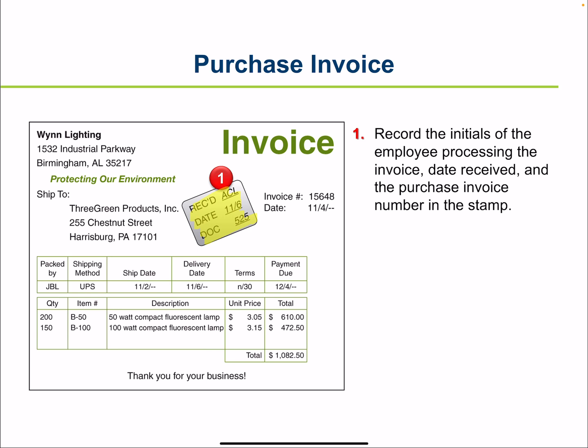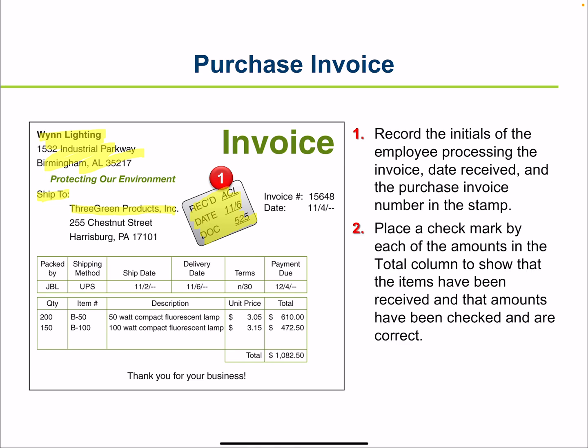If you see here, it says it was shipped to us, and then the information is below that, and it's from Win Lighting. Up here, you can see who we purchased the merchandise from. Number 2, you're going to place a check mark by each of the amounts to show that these items have been received. You can see there are check marks. They go through the purchases and check them off. It's just like when you receive a package, you make sure everything is in there.